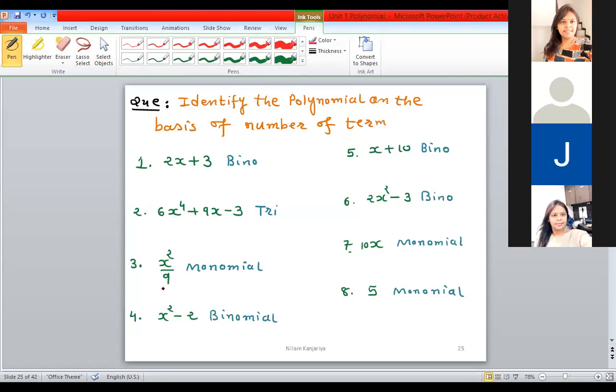It is only one term, and 1/9 is the number. When there is only one term, we call it a monomial. Here there is only one term, 9 is a 9. There is no xyz. 9 is a constant number. A constant is fine in the numerator or denominator.